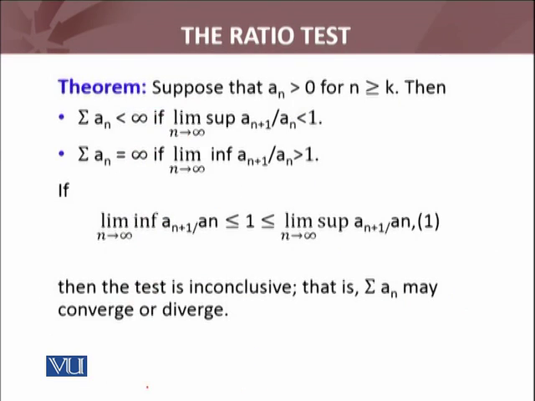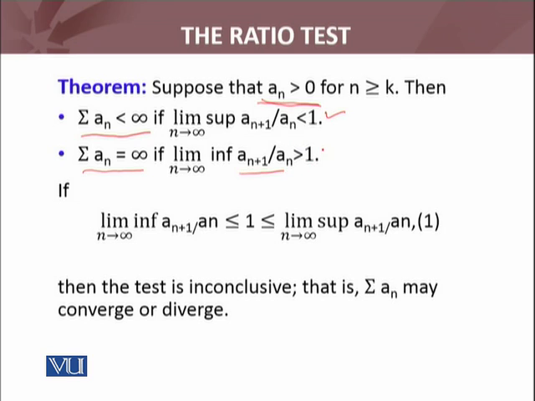So the statement is, suppose that an is positive. पहले यहाँ पे an पे non-negative की condition थी for n greater than or equals to k. Now we are having only one series, and only for one series we are going to define the ratio test. Then this series summation an will be convergent if limit superior of an plus 1 over an is less than 1, and summation an will diverge if limit inferior of this sequence an plus 1 over an is greater than 1.